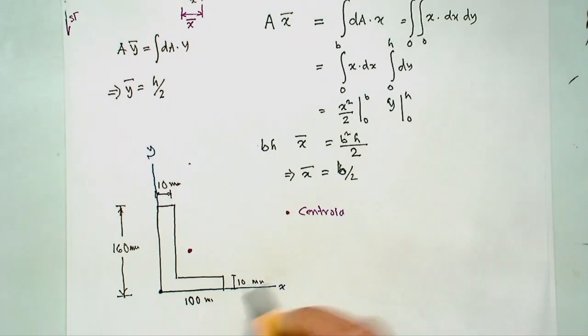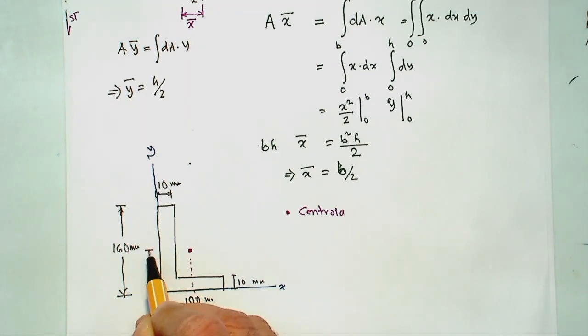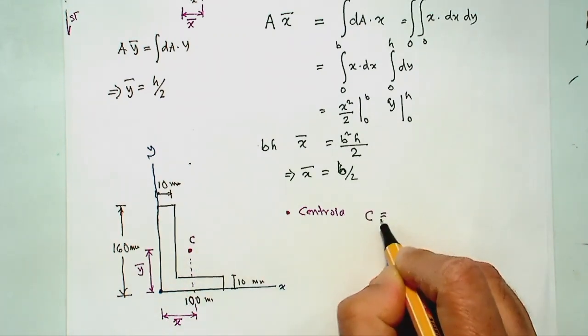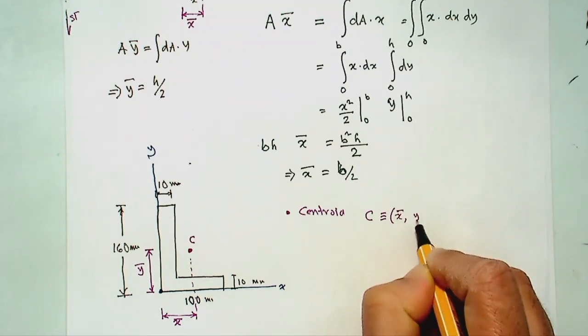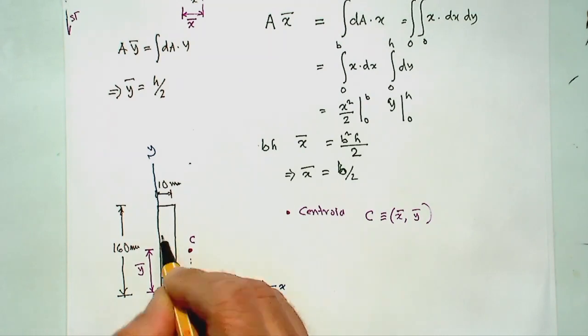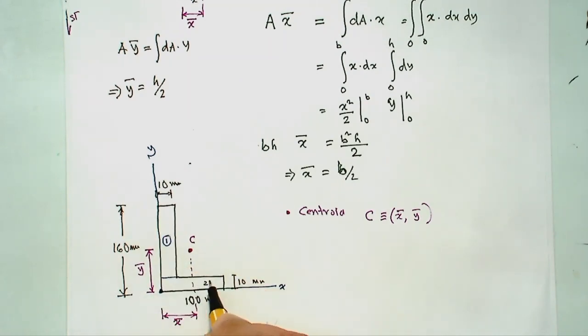And this centroid is at a distance, let's say x bar from the origin, and at a distance y bar from this origin. So the coordinate of this centroid, if I call it C, is x bar, y bar. Let's say that's the centroid. So how do I calculate that? Again, I will use the principles that we have just said. I'll divide it into two parts. So rectangle number 1 and rectangle number 2.